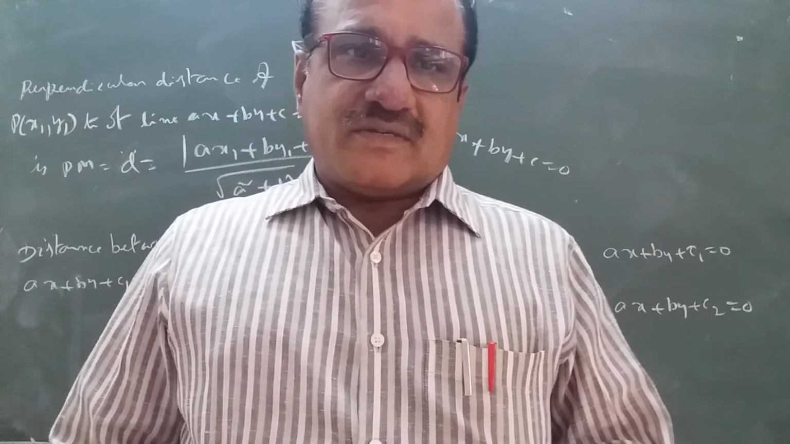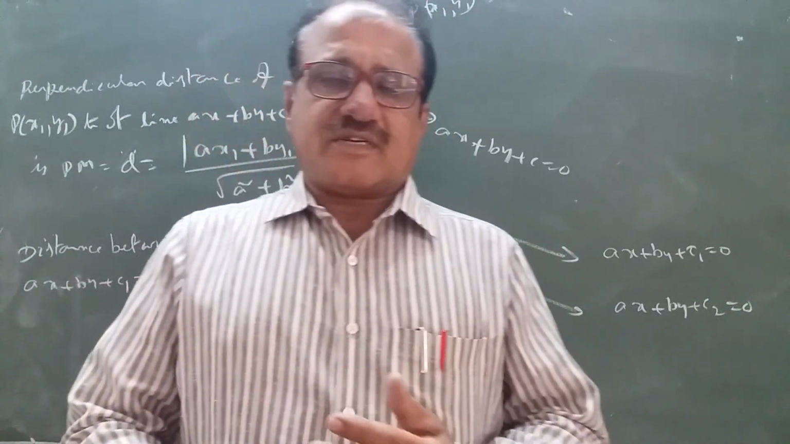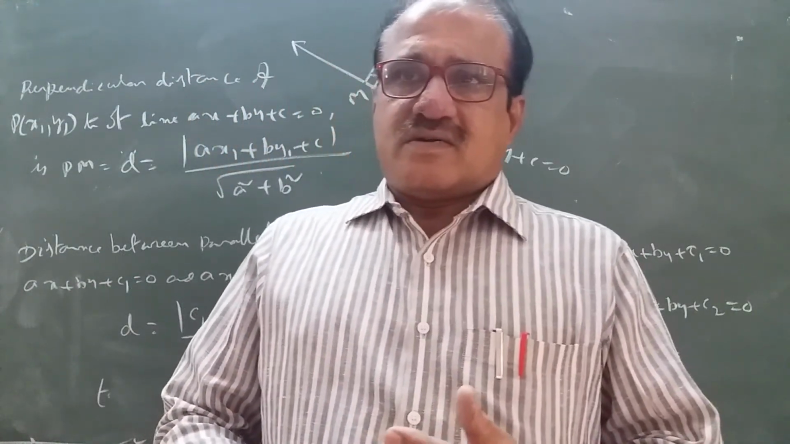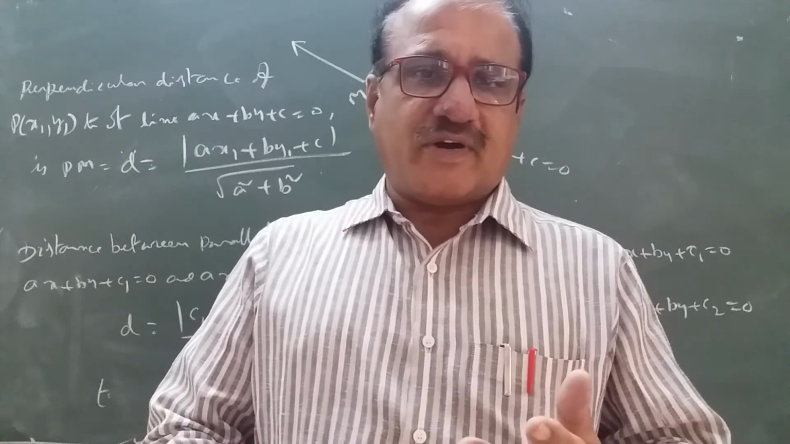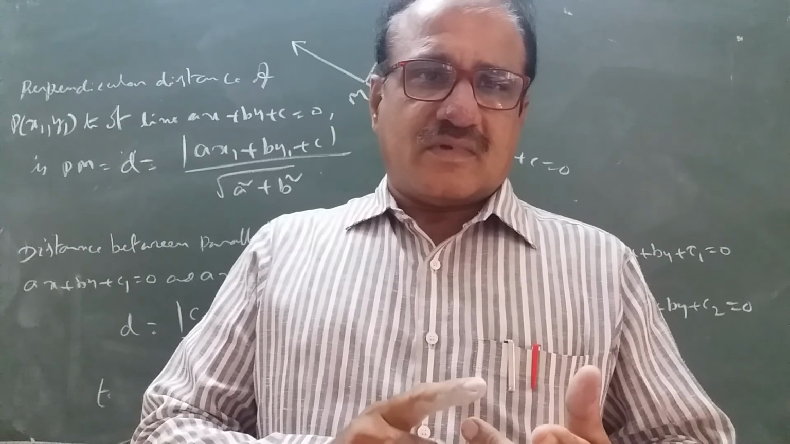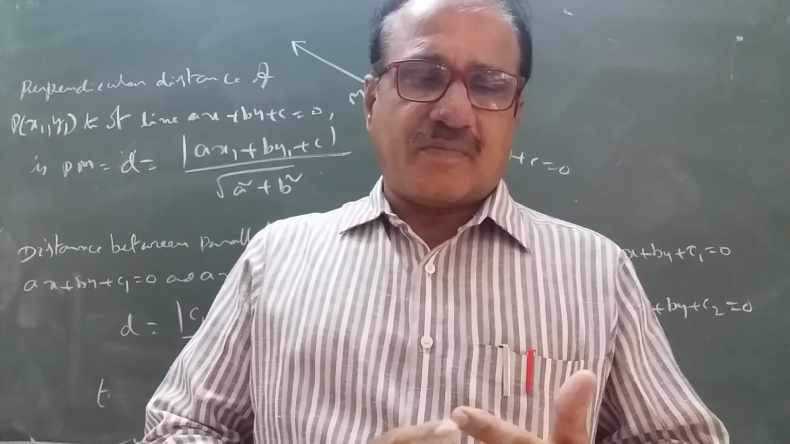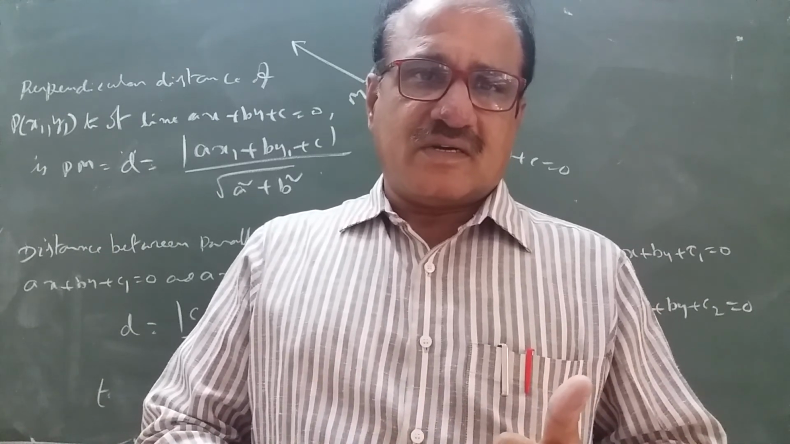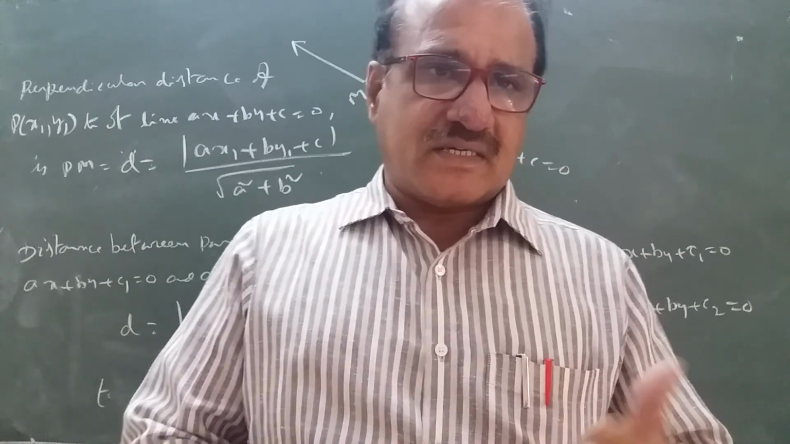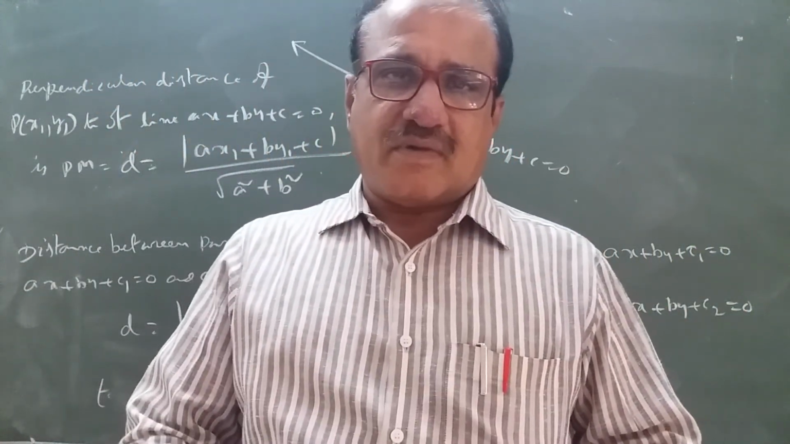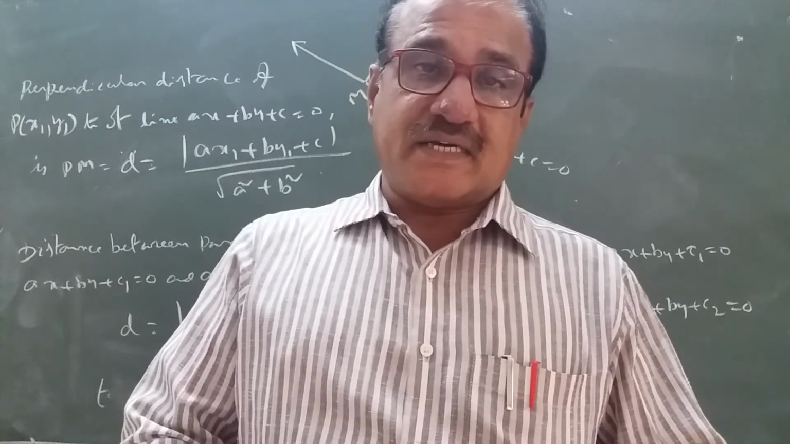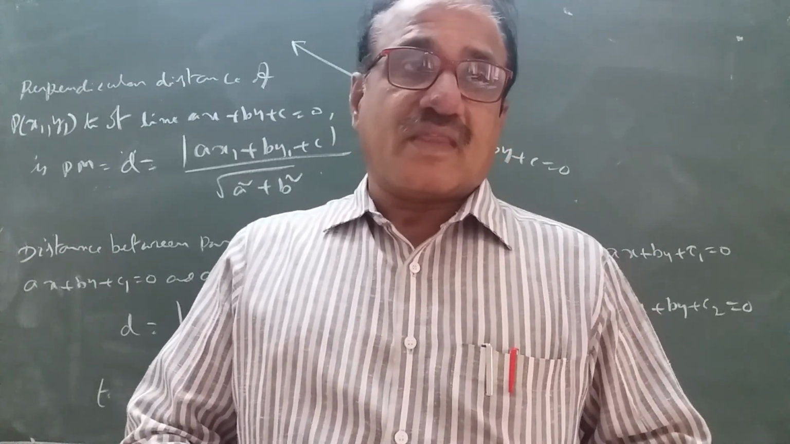These are the points we discussed. The first point is the point of intersection, concurrent lines, and properties of concurrent lines. Next, the perpendicular distance from a point to a straight line, and the perpendicular distance between two parallel lines, we have discussed.